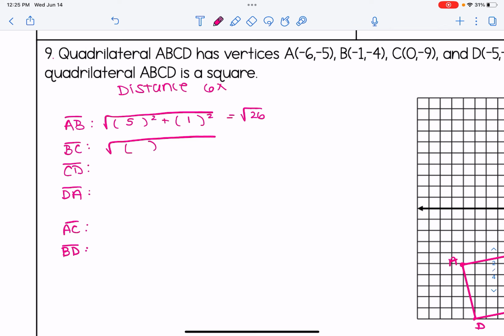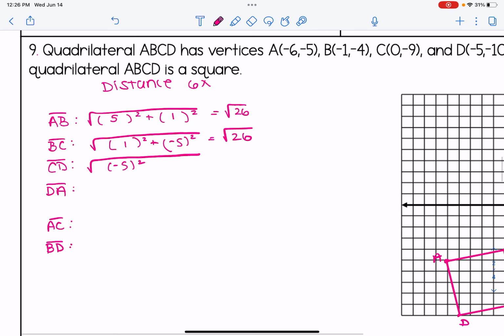All right, BC, I get 1 squared plus -5 squared. That negative is not going to make a difference because we're squaring it, and that comes out to radical 26 as well. Okay, for CD, I have -5 and -1, so radical 26. And to get that 26, I'm just doing -5 squared plus -1 squared. Make sure you have parentheses around that if you're typing that into your calculator.